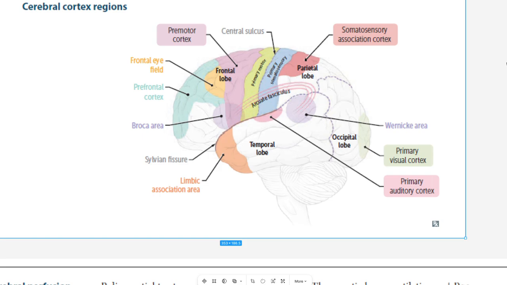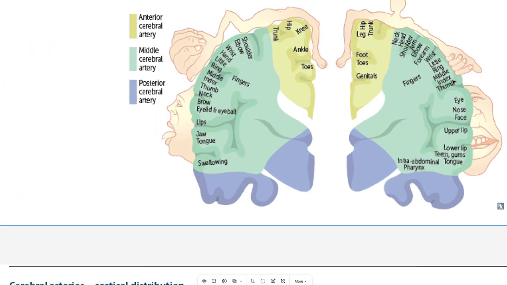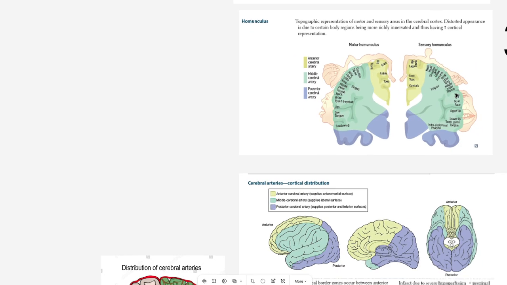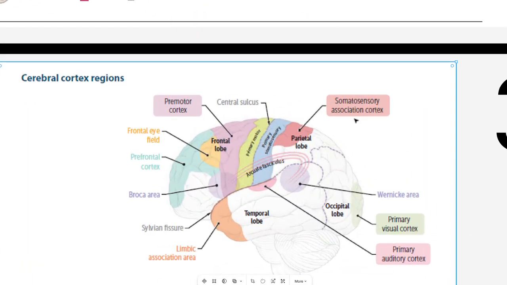Again, the leg area is supplied by the anterior cerebral artery, and the arm and face area in the sensory homunculus is supplied by the middle cerebral artery. Okay. Coming back here, the somatosensory association cortex. This is the posterior parietal lobe. When we come posteriorly here, now the parietal lobe starts after the central sulcus.